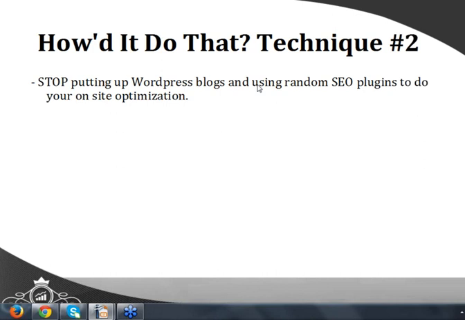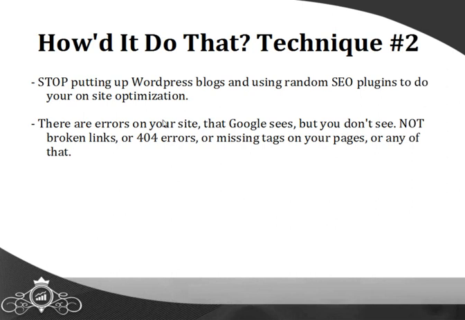In the internet of 2014, Google pays more attention to on-site optimization than it ever has before. Because they're decreasing their focus on backlinks, and you can now rank with fewer backlinks than you could before, they're increasing their focus on on-site optimization. The scary thing is this. Right now, if you have a site or if you're about to make one, there are going to be errors on your site that Google sees but that you do not see.